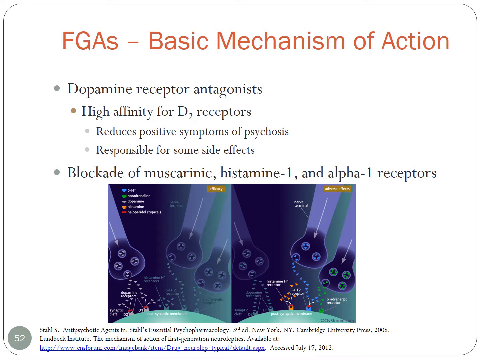The first generation antipsychotics work to block dopamine, so they are dopamine receptor antagonists, and they really have a high affinity for the dopamine 2 receptors. This helps reduce the positive symptoms of psychosis, but is also responsible for some side effects. Dopamine highly regulates movement, so when we're blocking too much dopamine, we can get movement disorders. They also hit many other receptors like our muscarinic, histamine, and alpha 1 receptors, so they're kind of messy drugs, and we'll see a lot of different side effects with these medications.